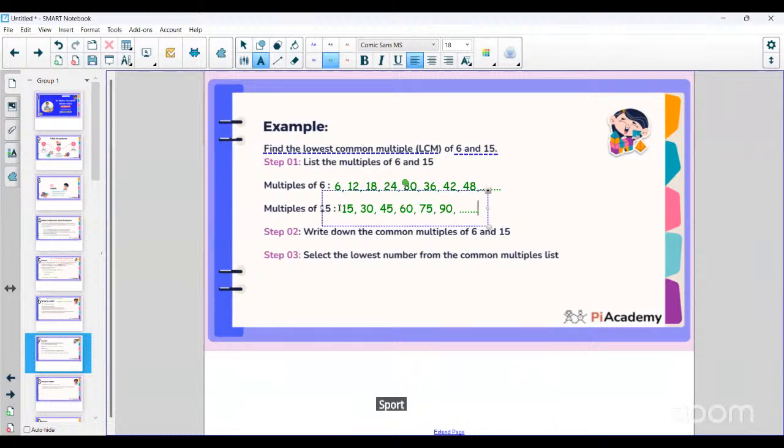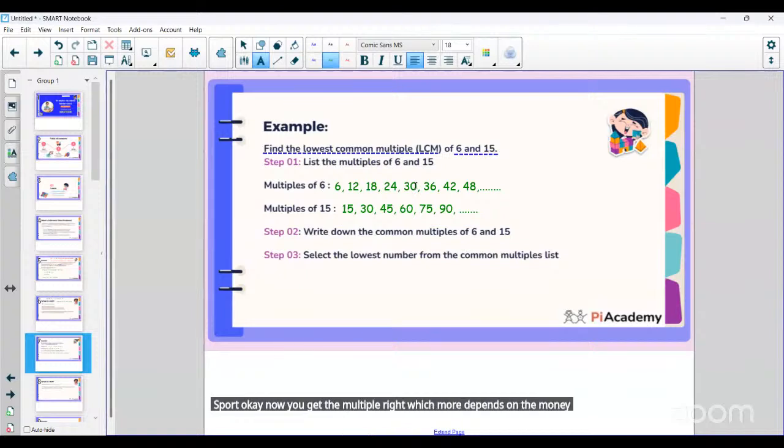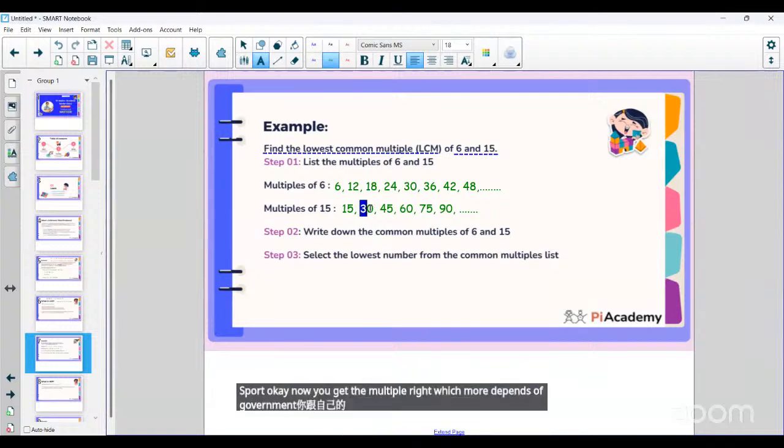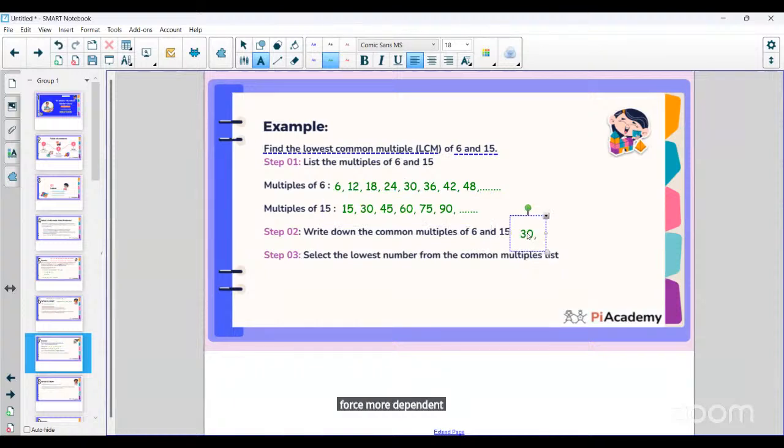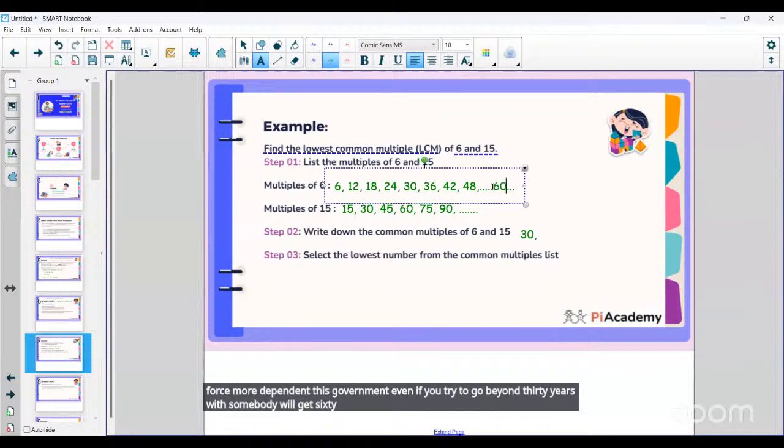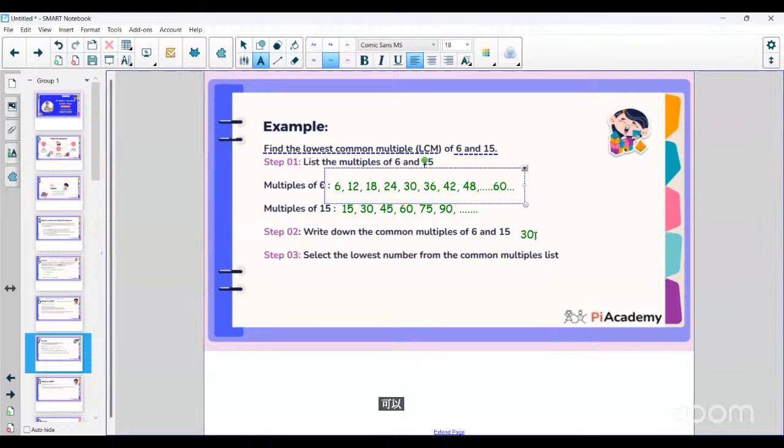Now, look at the multiples which are common in 6 and 15. Which multiples are common among 6 and 15? We can see 30, correct? So 30 is the first multiple that is common. Even if you try to go beyond 30, you would get 60, correct? So 60 is also a common multiple.